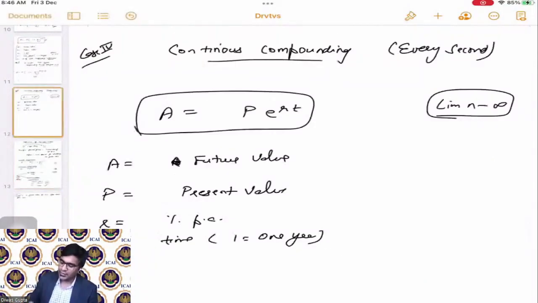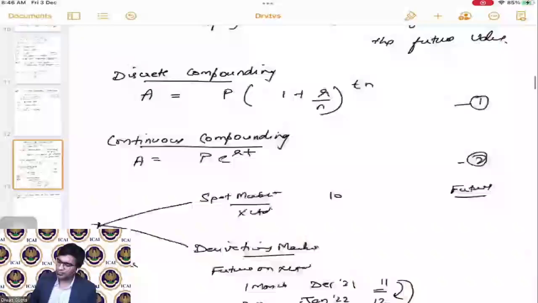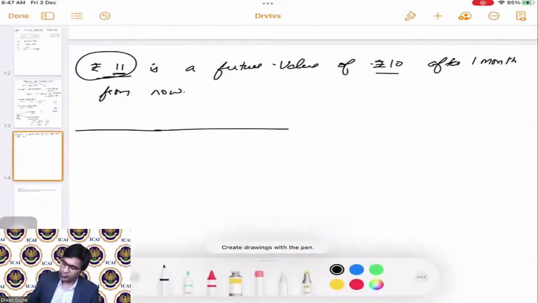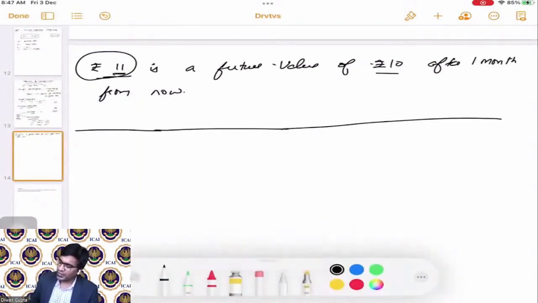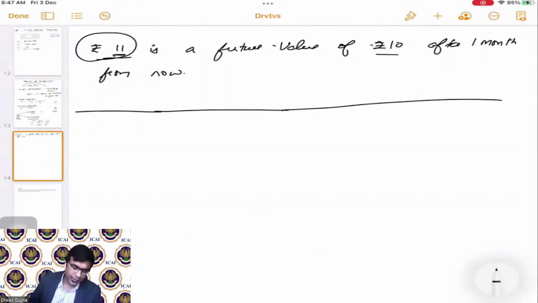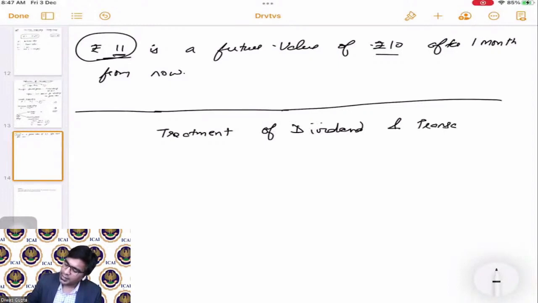Okay. Now, as I was saying, in this formula, let us bring some complexity. Now, we have to see the treatment of two things. So students, there is a treatment of two things that we have to see. One is, sometimes the question gives us treatment of dividend and transaction cost.